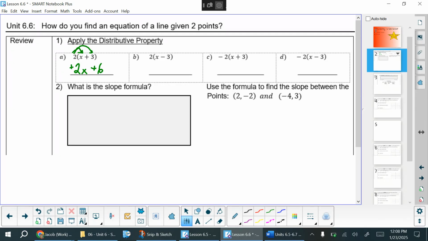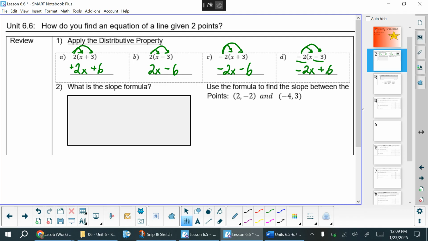Okay, so hopefully you had a chance to try those. You pause the video. When we do the rest of these, you can check how you did. So here, 2 times x is 2x. 2 times negative 3 is negative 6. On this one, we're distributing a negative 2, so negative 2 times x is negative 2x, and negative 2 times 3 is negative 6. And on the last one, we've got a bunch of negative signs, so negative 2 times x is negative 2x, and negative 2 times negative 3 is a positive 6, so a plus 6 there.